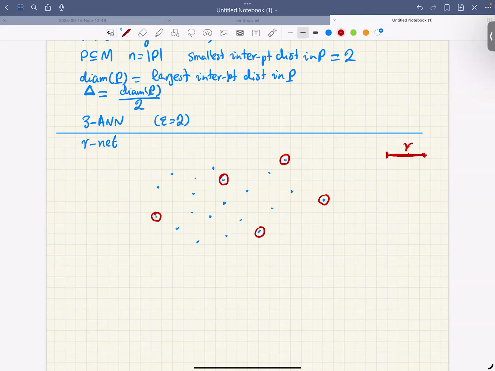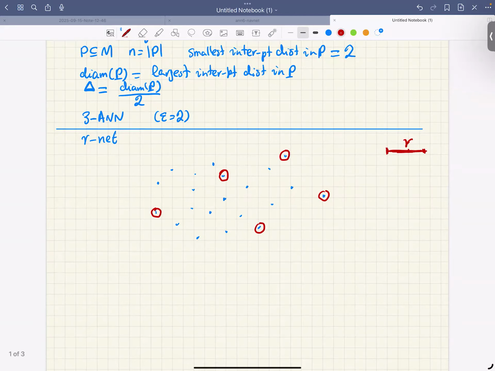If I want to include the next one, I guess it will be here, and then here. At this point, I can stop. Why? Because if you look at the next point with the largest distance at the moment, maybe this would be the guy, but this point's distance is already less than or equal to R. You see what I'm saying? So you don't have to include this point into the r-net anymore.